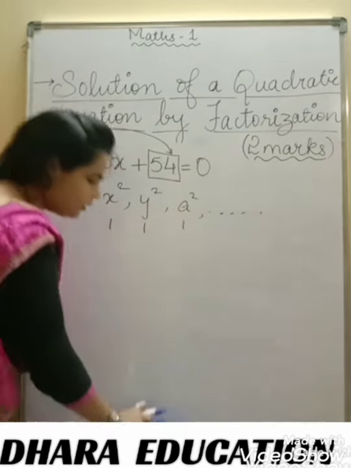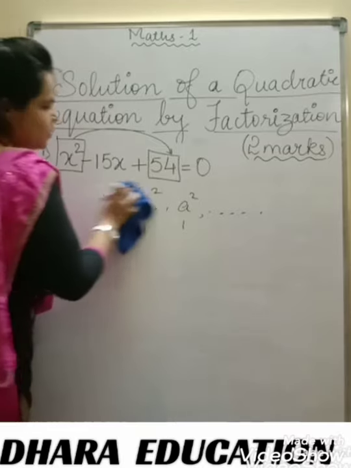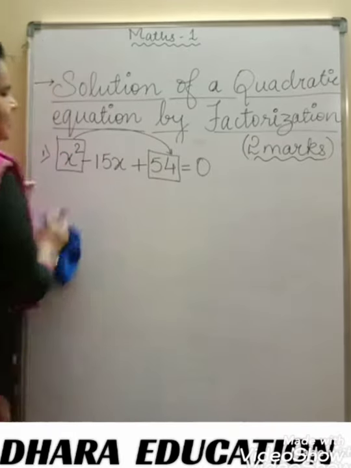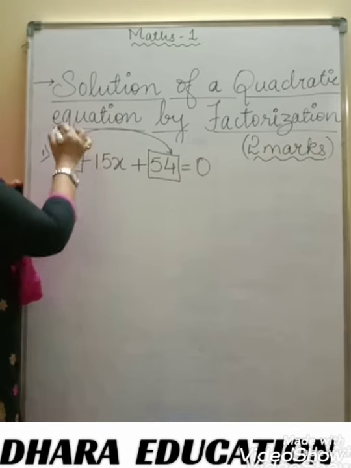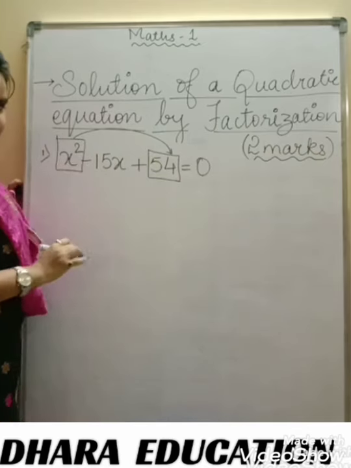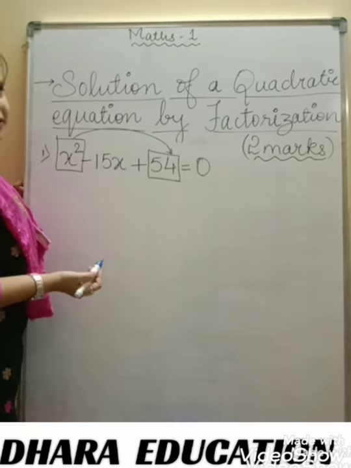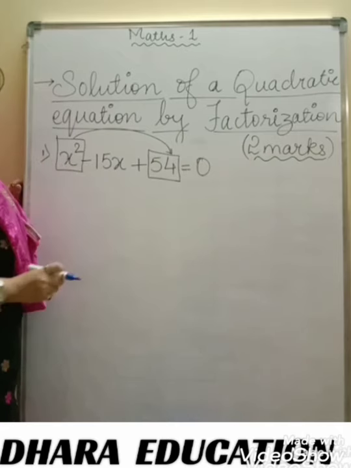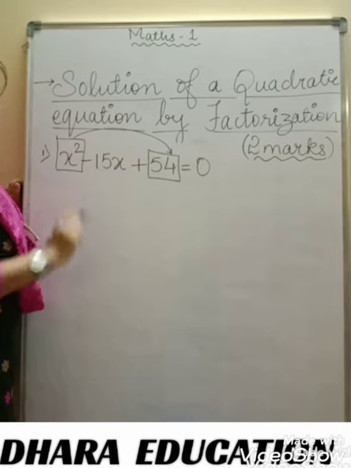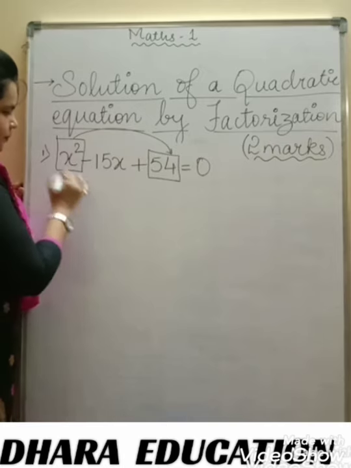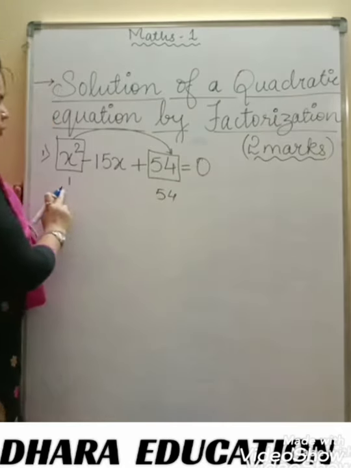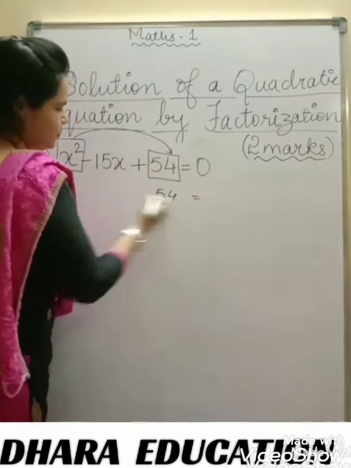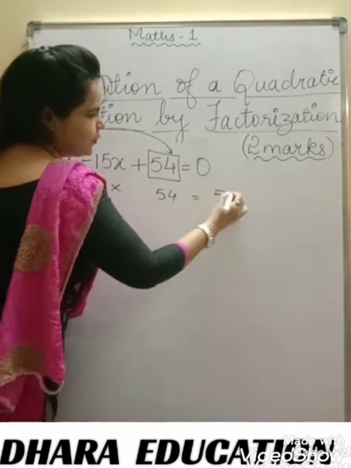So if I'm talking about x square, it should be multiplied with the 54. How will it be multiplied? x is equal to 1, and 54. So x multiplied by 54 gives you 54.